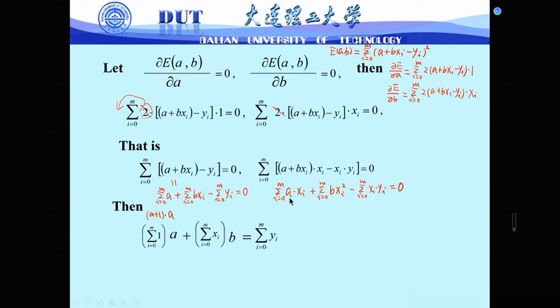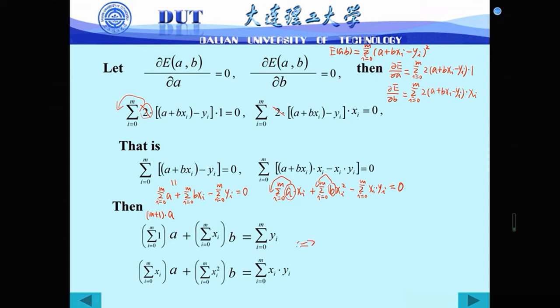And again, in the summation here, we can move a outside the summation. So the first term is the summation of x_i, i from 0 to m, multiplied by a. We move a outside the summation. And for the second term, we move b outside the summation. So the summation of x_i squared, i from 0 to m, multiplied by b. And we also move this term to the right side, so it is the summation i from 0 to m of x_i multiplied by y_i. Is it okay for you?